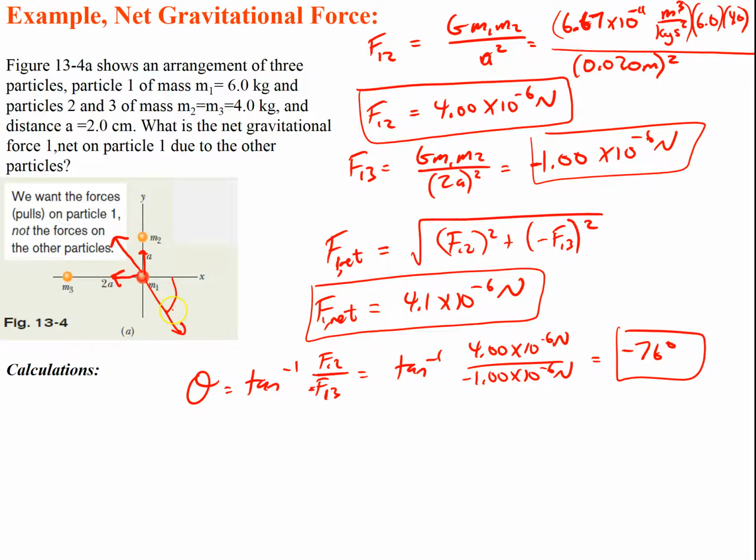So if this is 76 degrees, and this is 76 degrees, really, it's going to be 180 minus 76. So you end up with 104 degrees. So that would be this angle right here, 104 degrees. Okay.